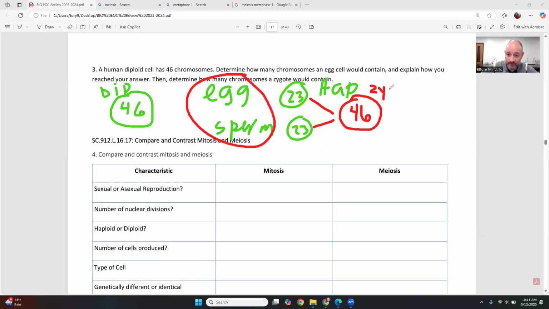This zygote is now going to start doing a bunch of mitosis and turn into the baby. So when we say things like body cells are diploid, the reason your body cells are diploid is because the original cell that made you was produced from an egg and a sperm being combined, which added up to that 46, and that's why that's the normal number for your cells.